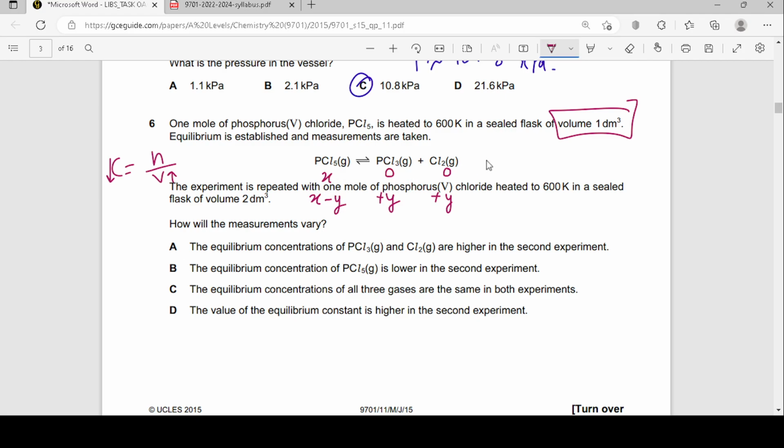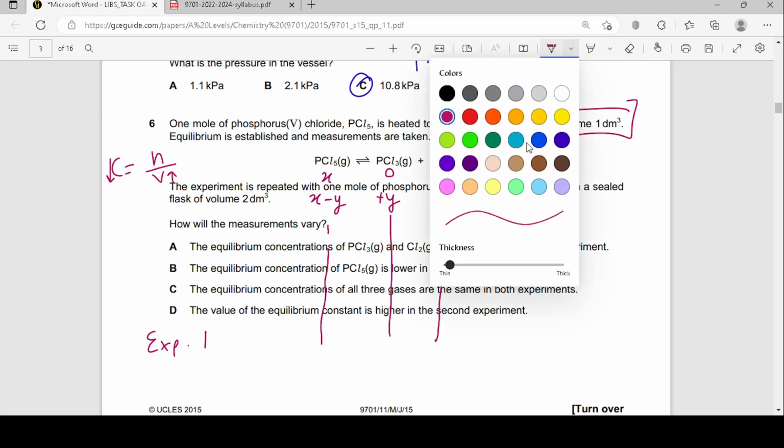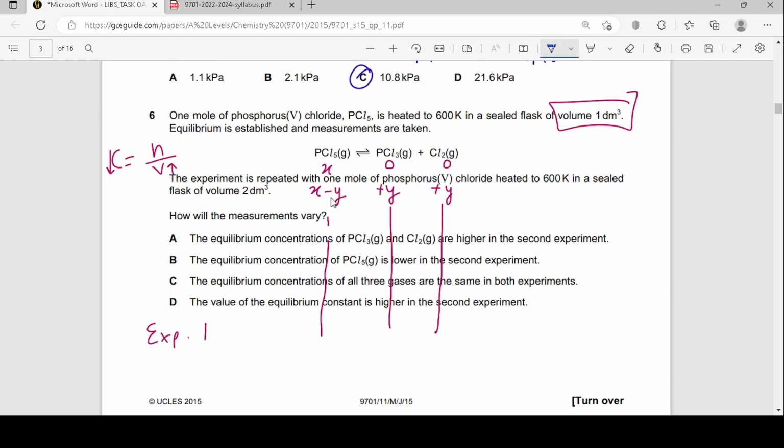But if I were to look at the concentrations, then in experiment number 1, I'm just going to line it up over here. I hope that doesn't make everything messy, but yeah. Firstly, these are my equilibrium moles, right? Now if I have my equilibrium concentrations for experiment 1, I'm going to have X minus Y over 1. And this is going to be Y over 1, and this is going to be Y over 1 again.